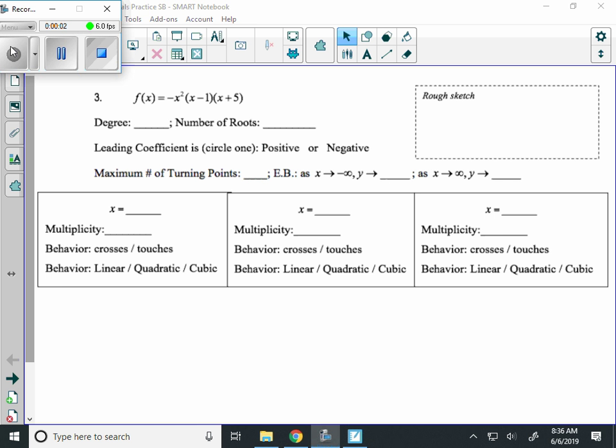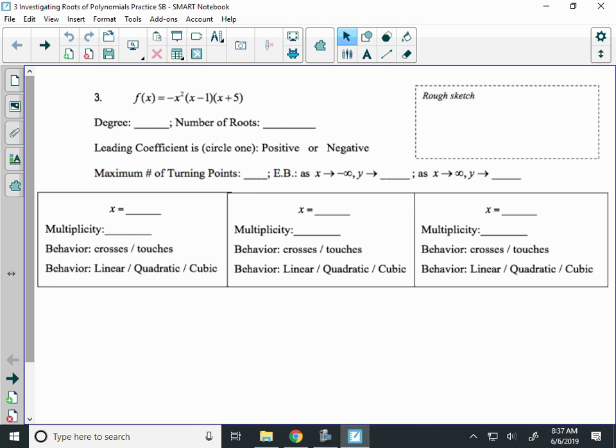I did number 1 of the practice on the investigation video, so I'm going to do practice number 3 and 4 for investigation number 2 here. So when I look at this polynomial that's in factored form, remember, to find the degree of a polynomial in factored form, you add the exponents of the factors, the multiplicities. Here I have a 2, a 1, and a 1. 2 plus 1 plus 1 is 4, which is called quartic.